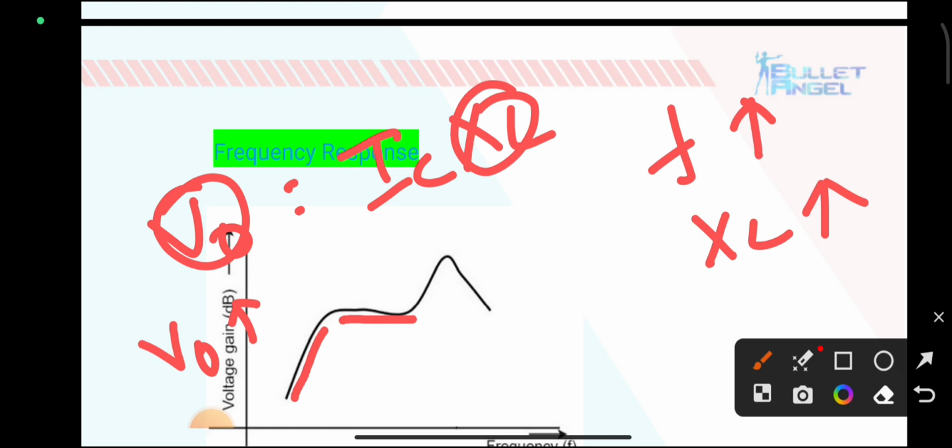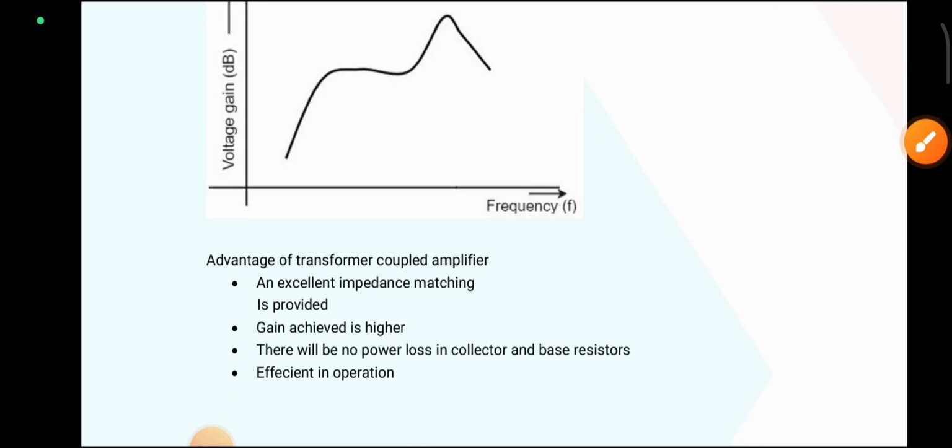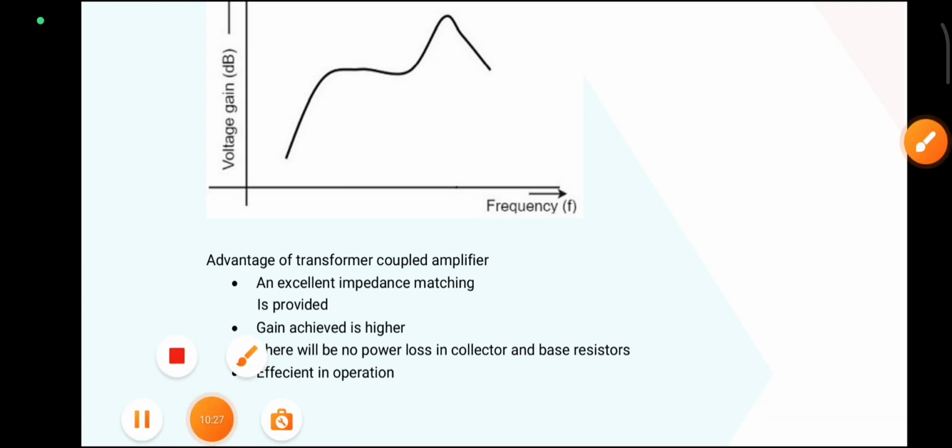So this is the frequency response of the transformer coupled multi-stage amplifier. The uses of the transformer coupled amplifier: the first one is that excellent impedance matching is provided. This impedance matching is excellent in the case of the transformer coupled amplifier, but it is very poor in the RC coupled amplifier.